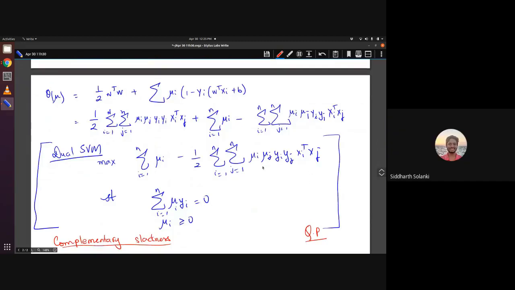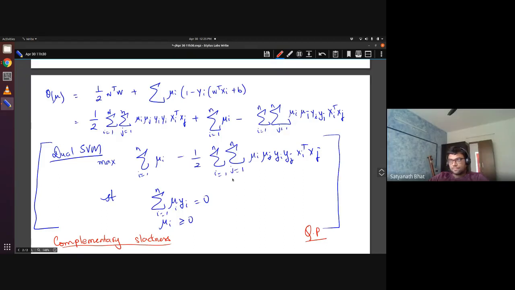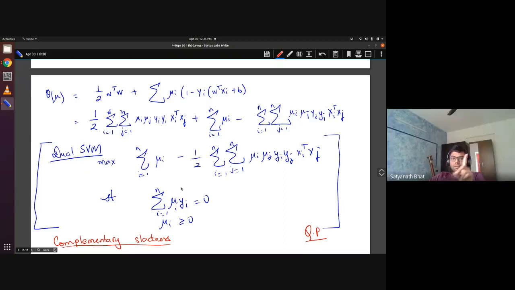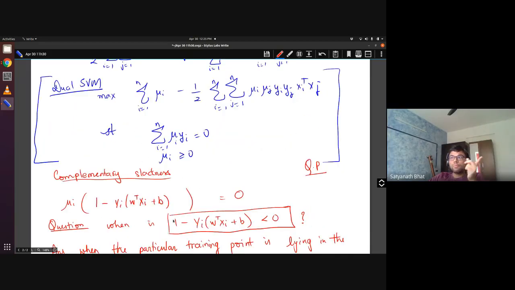I just wanted to ask here that we'll solve this dual SVM. Then the mu and y which we get for the optimal case. But y, once again, is not a part of the optimization. Y is given to you. Yes, correct, sir. So whatever mu star you get, that will be a KKT point.